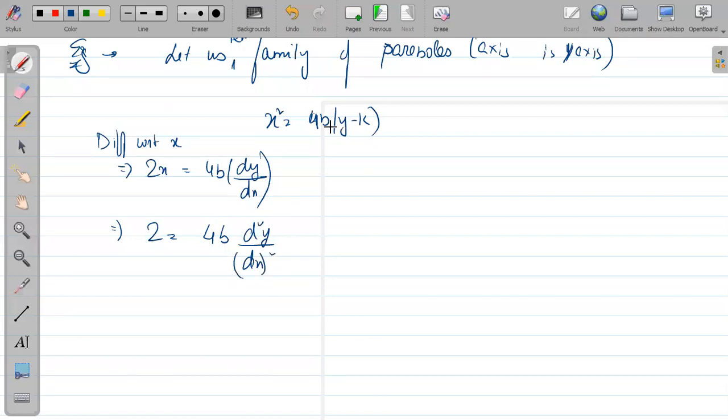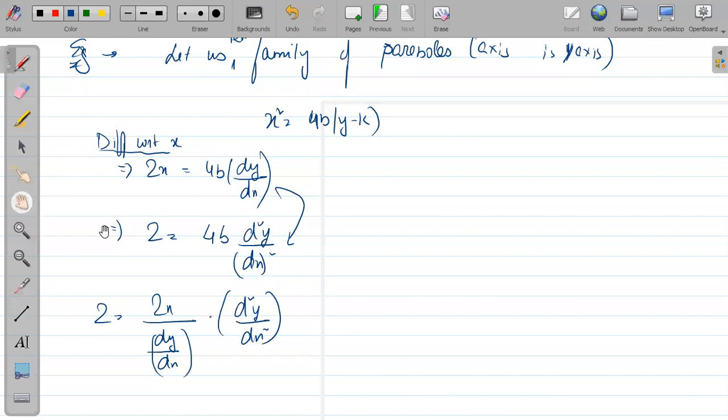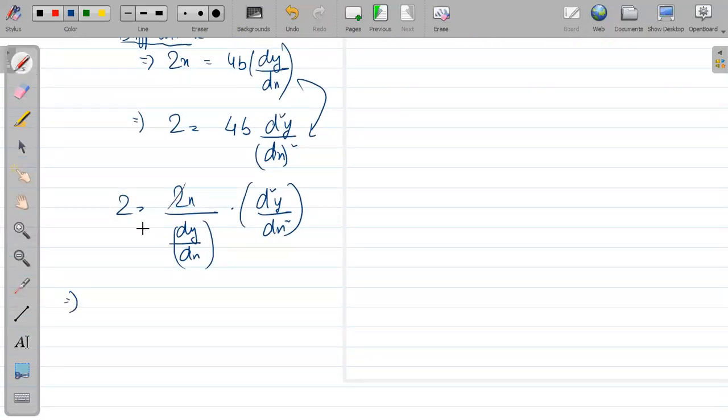Now by using these 3 equations available to us, we have to eliminate. First step, finding the number of parameters. Second step, differentiating 2 times. Third step, what? With the available 3 equations, we have to eliminate b and k. So put this here. What you are getting? See, 4b I am writing is 2x by dy by dx into d square y by dx square. This is the equation in which no parameter is present.